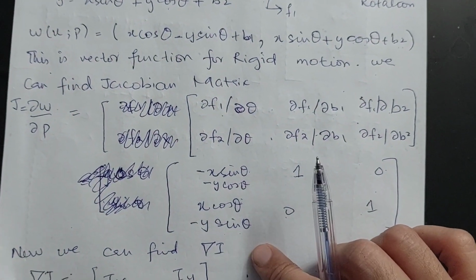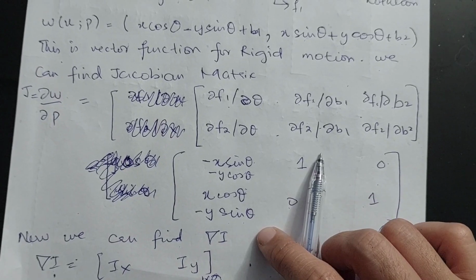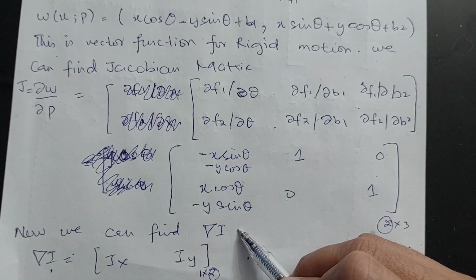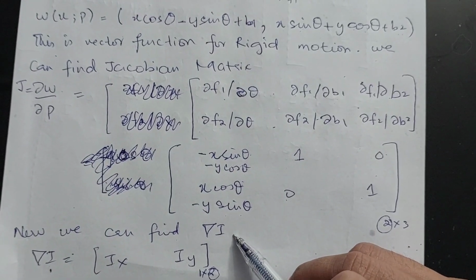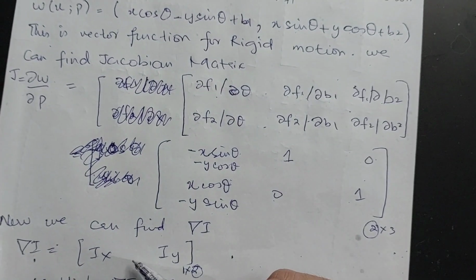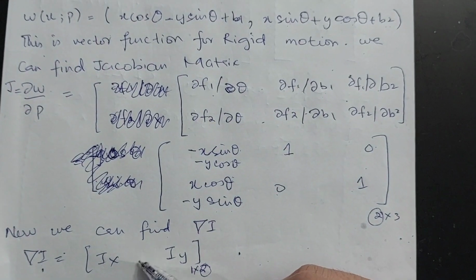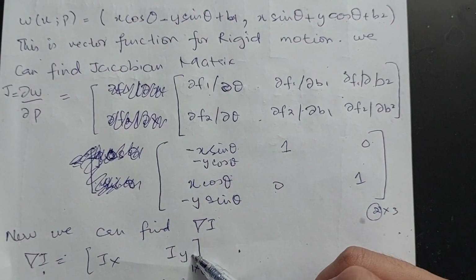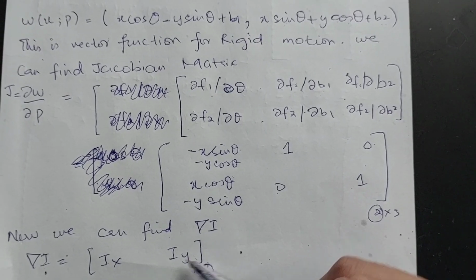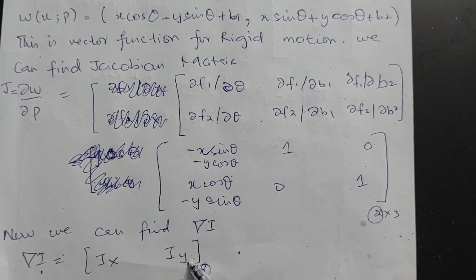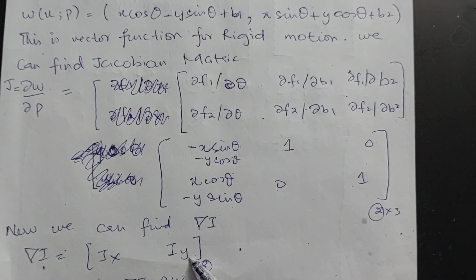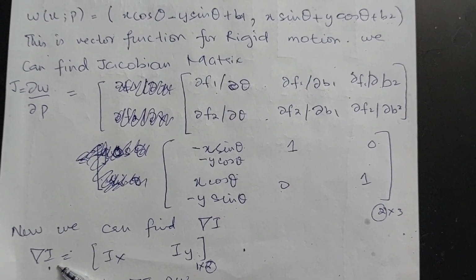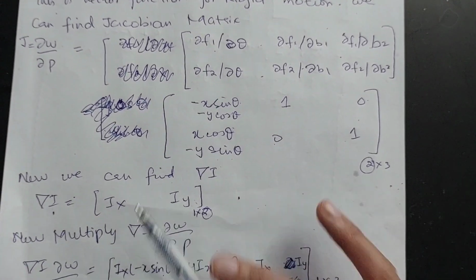Now the next step that we want to do in order to find the H matrix, the Hessian matrix, is to find the gradient of I, the gradient of the image. That is, what are the partial derivatives of the image with respect to the x-axis, and what are the partial derivatives of the image with respect to the y-axis. The combination of these two partial derivatives of the image is known as the gradient of that image. Gradient also tells us about the edges in that image.